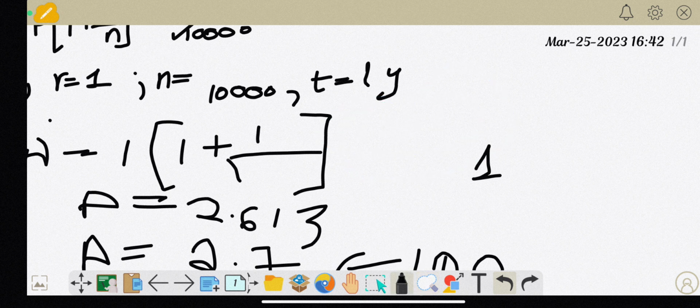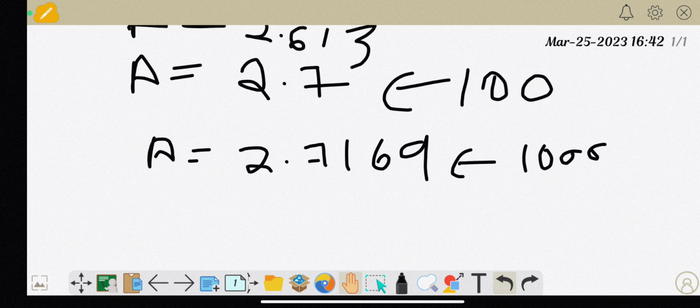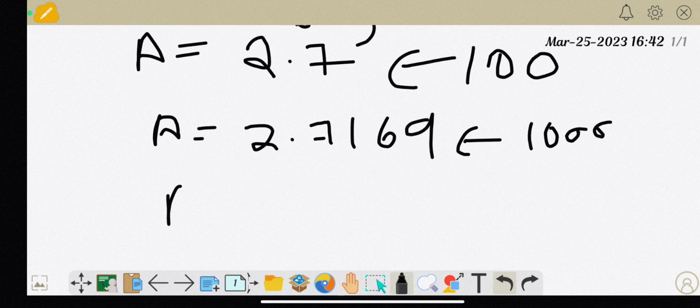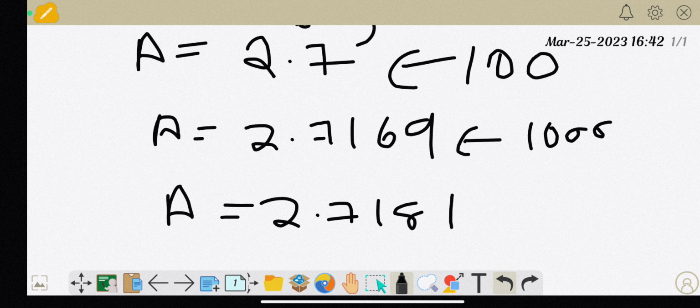So here let it be 10,000 times, 10,000 times into 1 year. So if I just substitute, you just calculate it. Wherever x is there, just insert 10,000. So my answer is A is equal to 2.7181. Correct. So see, you are getting a constant value if you compound it for a higher number.